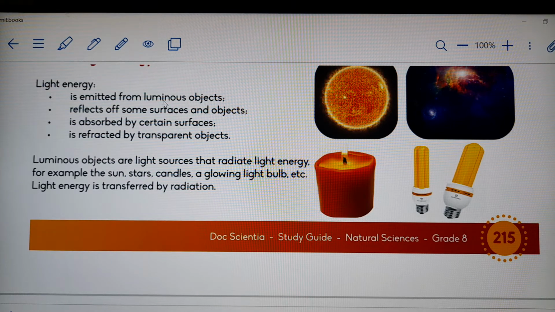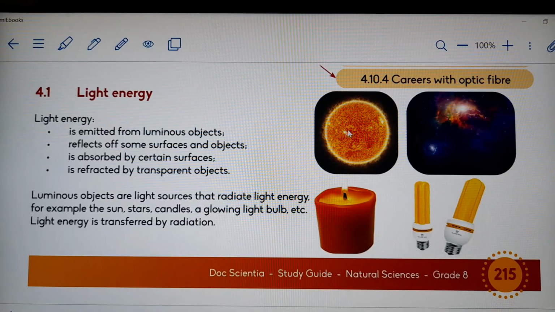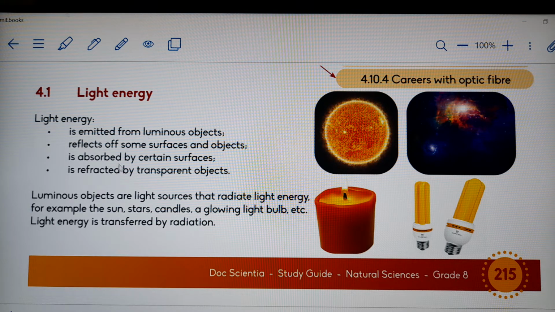So on the first point, what do they mean by luminous object? Luminous objects are objects that are giving out light, or are objects that are shining. For example, like your sun, it is shining. The stars, you have the candle, and we have the light bulb. So all these are luminous objects because they give out light, or they are shining. And we are going to cover all these phenomena: reflection, absorption, and refraction. But you need to know these 4 characteristics of light.